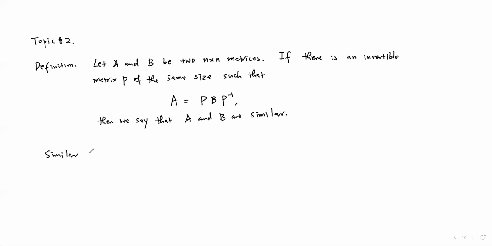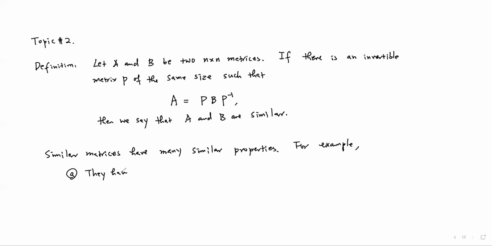Similar matrices have many similar properties. Let me show you two similar properties. For example, number A, they have the same determinant.